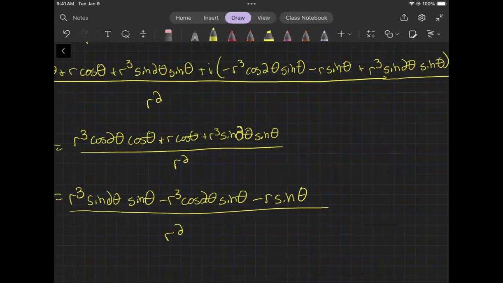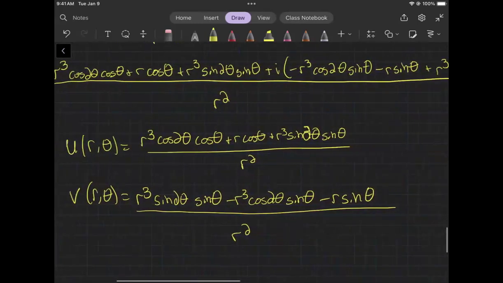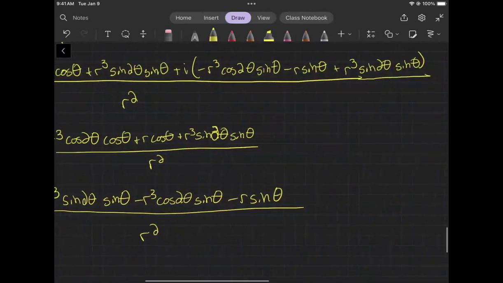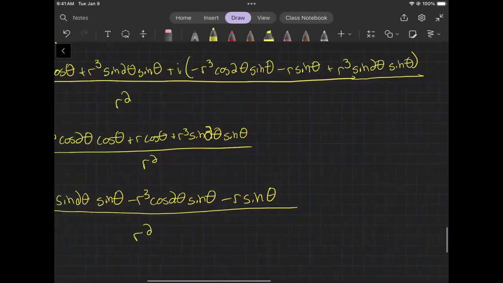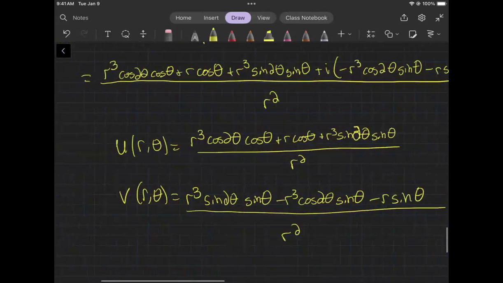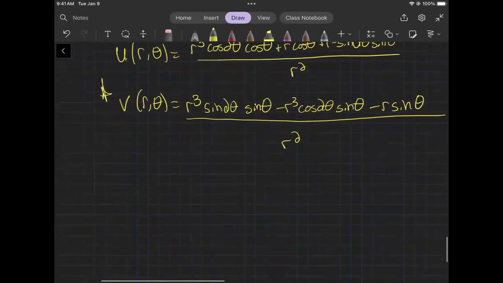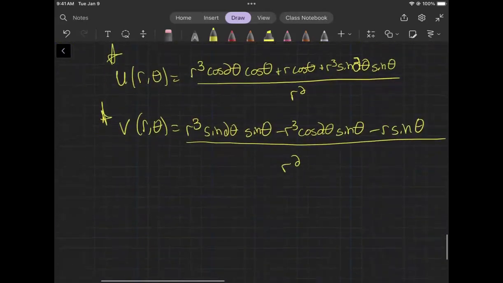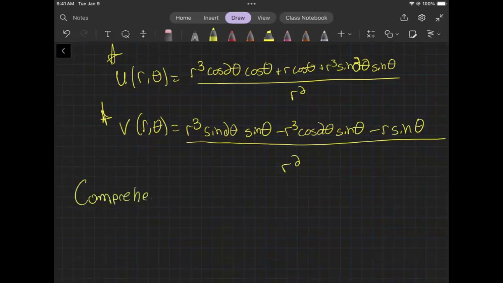Let's see. Okay. So if I made a mistake at some point, just let me know. But that is the simplified version of the polar function for u and v, right? So let me write out some comprehension problems for you to work with.